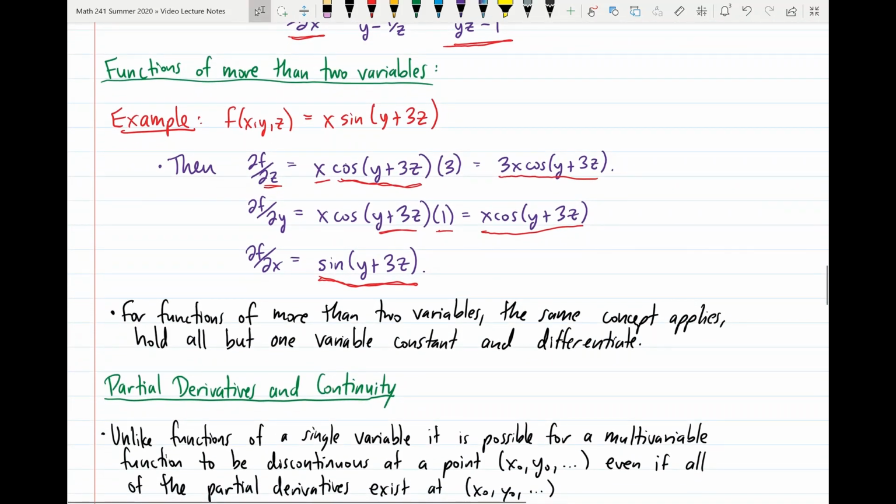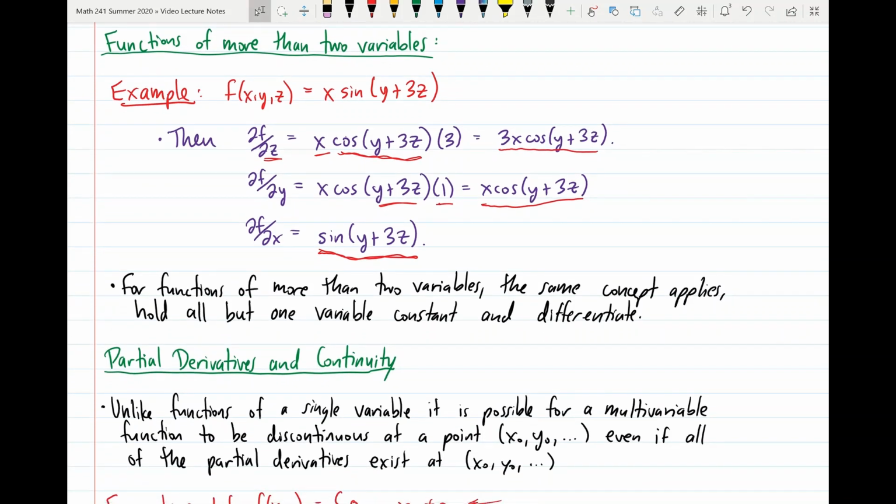Now for the partial derivative with respect to y, we hold x and z constant. So similarly to the partial derivative with respect to z, we get x times cosine of y plus 3z. But then when we multiply by the derivative of y plus 3z, the derivative of 3z is going to be 0, because 3z is a constant, and the derivative of y is going to be 1. So ultimately we get x times cosine of y plus 3z.